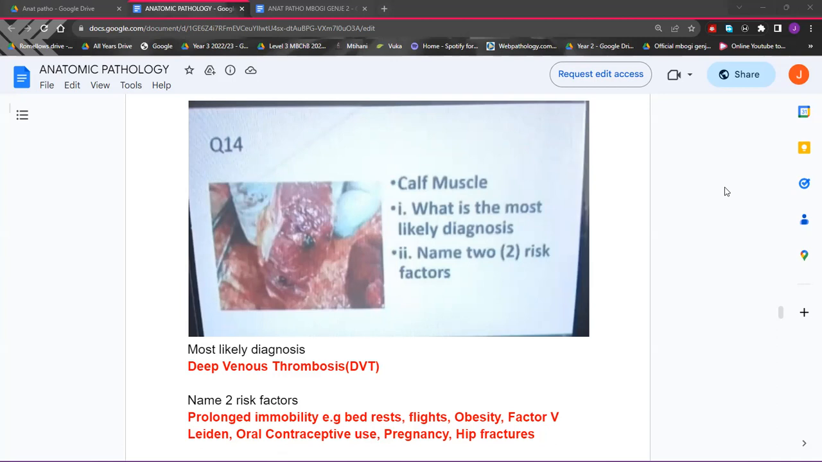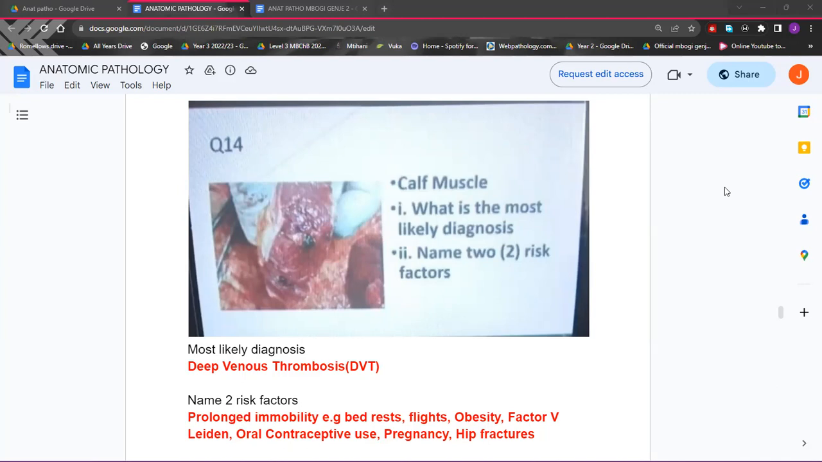Now, what are some of the presenting features of a person who has DVT? Yes, there's edema or swelling around that area. What else? Yeah, I agree, swelling. There's pain. There's erythema, redness. Yes, pain. Exactly. So you've mentioned all of them. Swelling, redness, warmth, and pain.